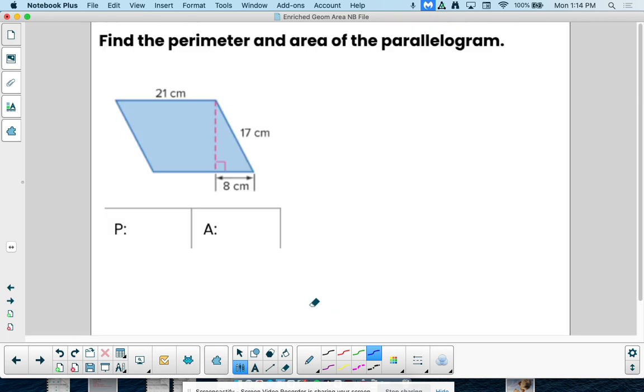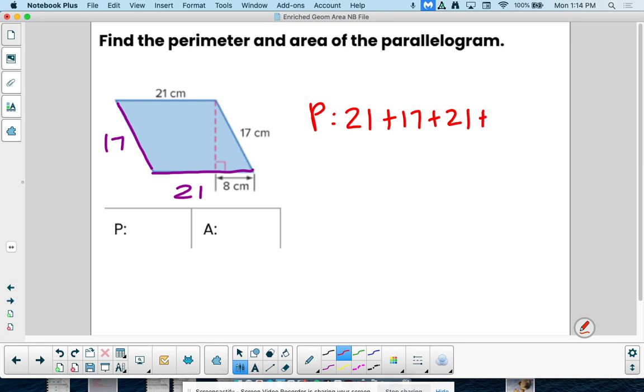Okay, so we're finding the perimeter of the parallelogram and its area. What do you want to do first? Just solve it. So find all the missing parts? Yeah. What's this guy? 17. What's the bottom? 29? What would that bottom length be? 21. So the entire thing was solved. Find perimeter right away. 21 plus 17 plus 21 plus 17.